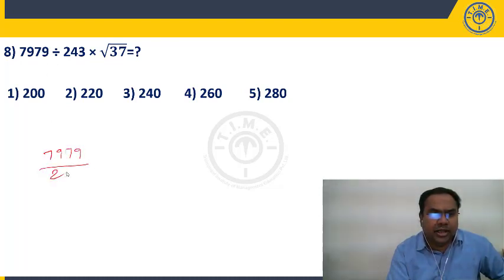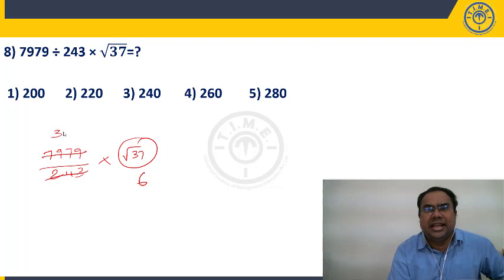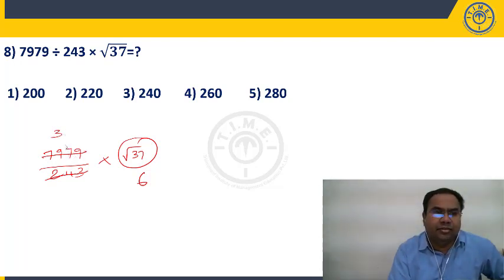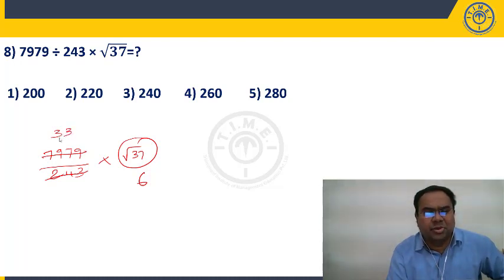7979 by 243 into root 37. Root 37 we will take as 6. 243 times 3 is 729, so we have another 68 left. 689 will be 32 point something. So I am taking it as approximately 3 times only.